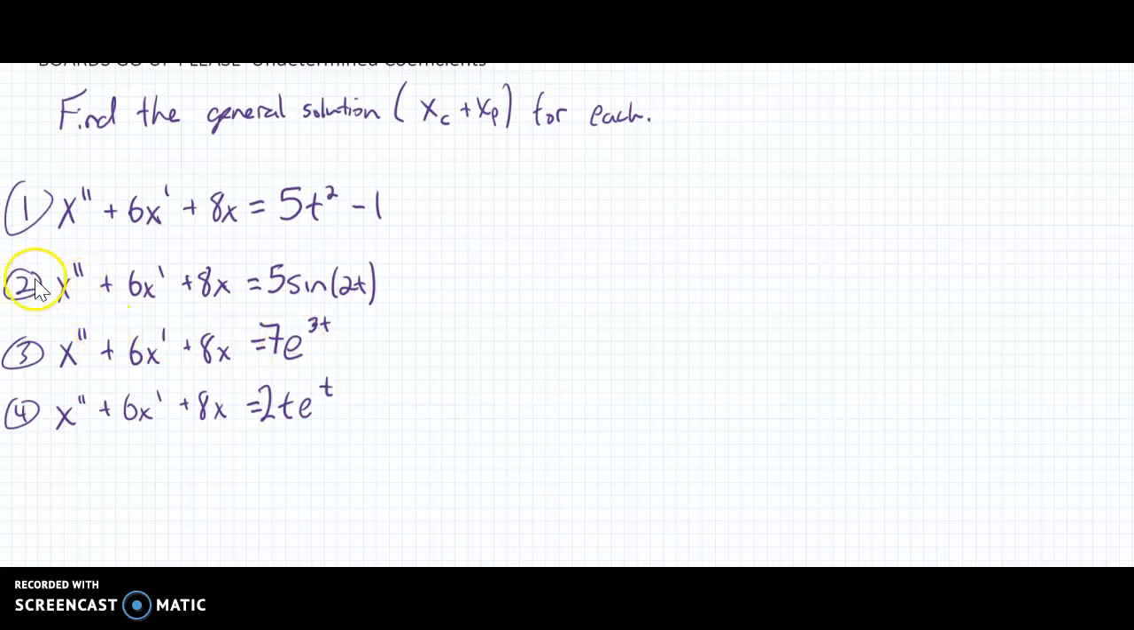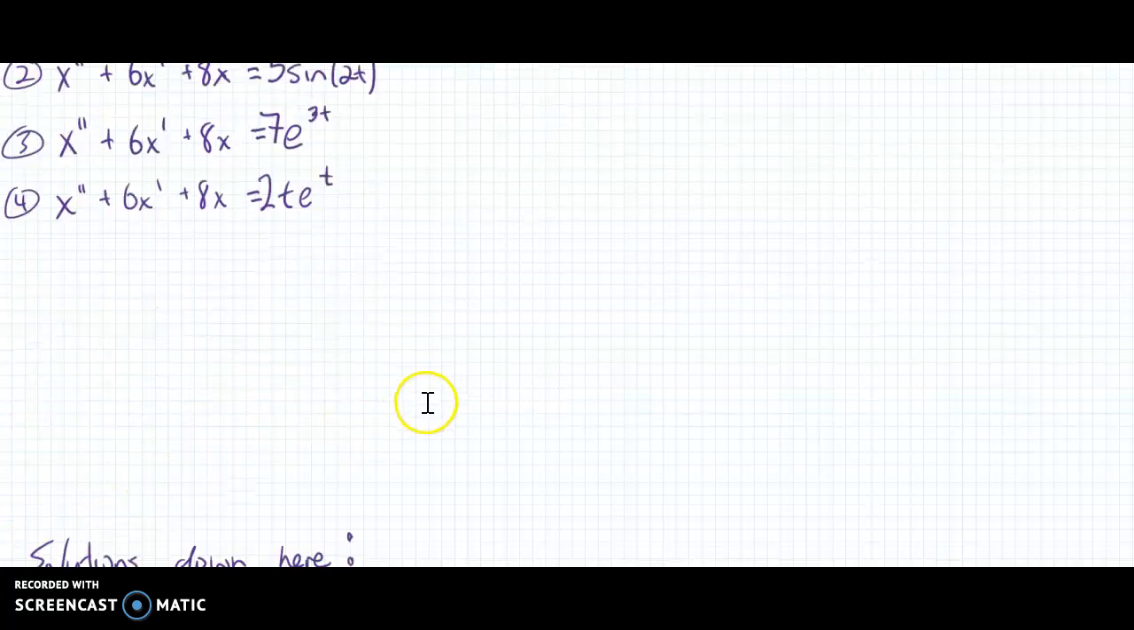All right, next one, I'll read it out loud for you, is x double prime plus 6x prime plus 8x, oh, that's the same thing. Oh, they're all the same thing. Look at that. Equals 5 sine of 2t. So your xc stuff is going to be really easy. It's really just finding the xp for all of these. So hit pause. Go ahead and try this one. Remember, derive until it goes away or repeats. Okay, here comes your answer.